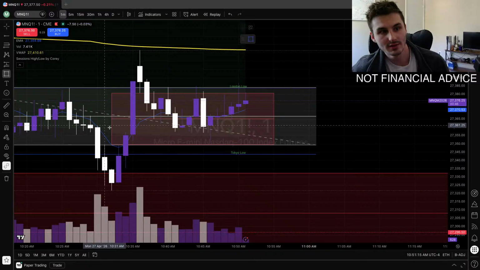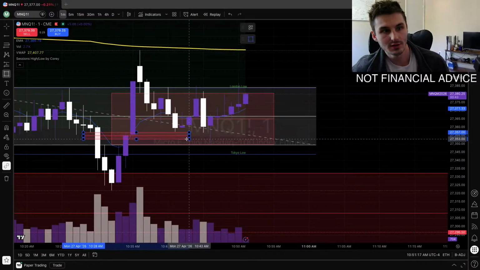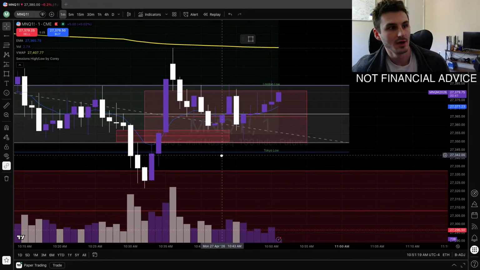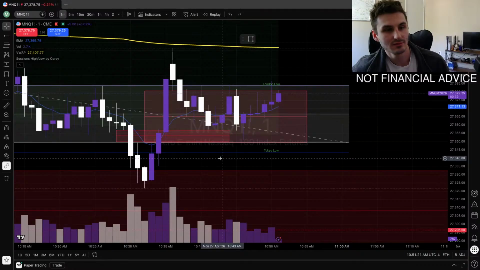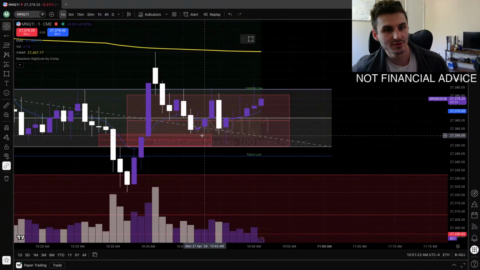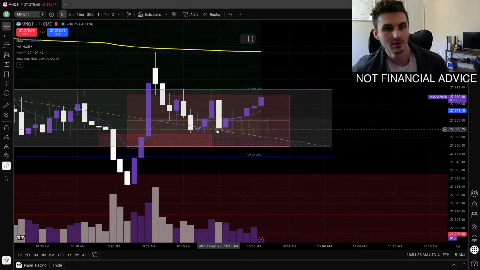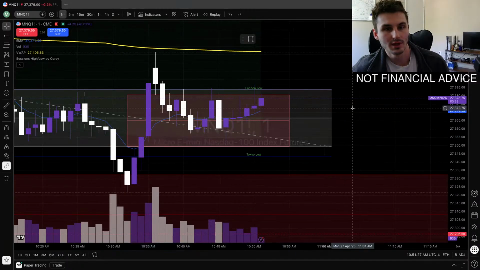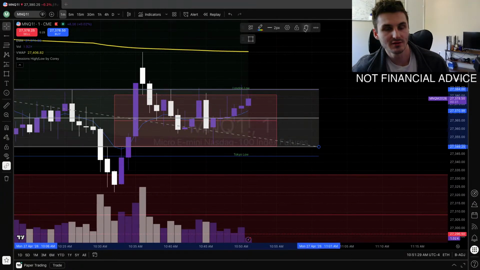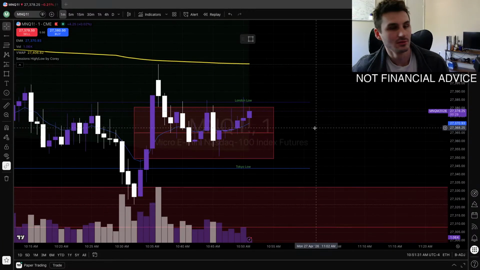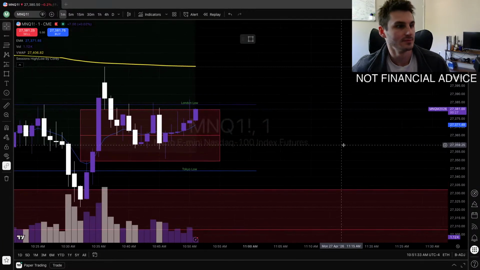I could have taken this inverse right here. I could have taken that, but I didn't like how we were still bearish on every other time frame. So I decided just to kind of sit on my hands for now and wait. That's all you can do.